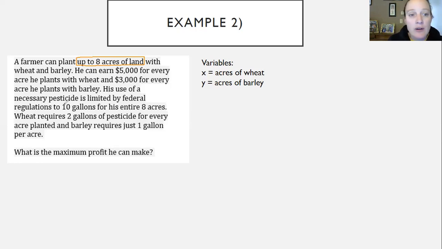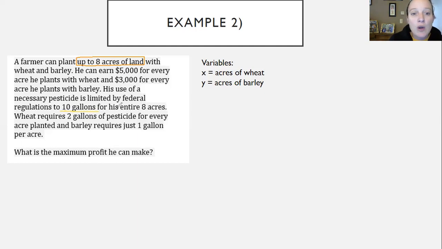The next thing we have here, and I always look for units, because here he is limited to 10 gallons of pesticide. So that means I can't go over 10. If I use 12, I'm breaking the law and I'm going to get a fine. So I can only use 10 gallons. So that's another less than or equal to. I can use 10, but I can't go over it.